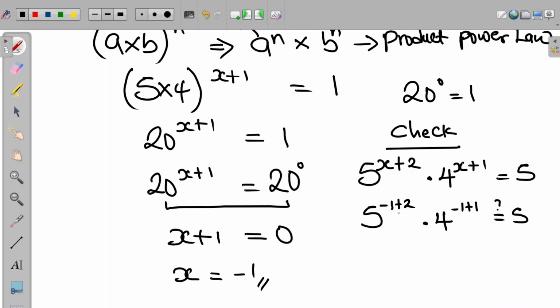So negative 1 plus 2 is 1, giving 5 raised to the power of 1. Negative 1 plus 1 is 0. So 4 raised to the power of 0 is 1. So this is times 1 equal to 5. So therefore, 5 is equal to 5. Thus, x equal to negative 1 is correct.